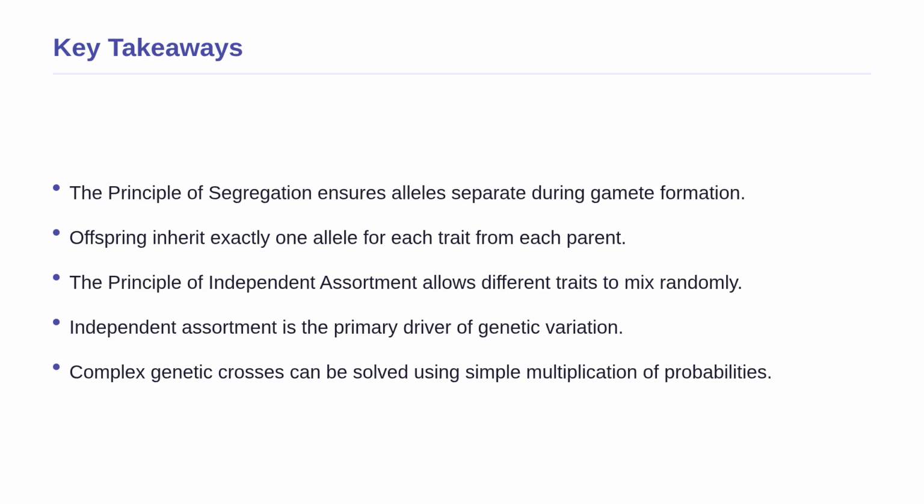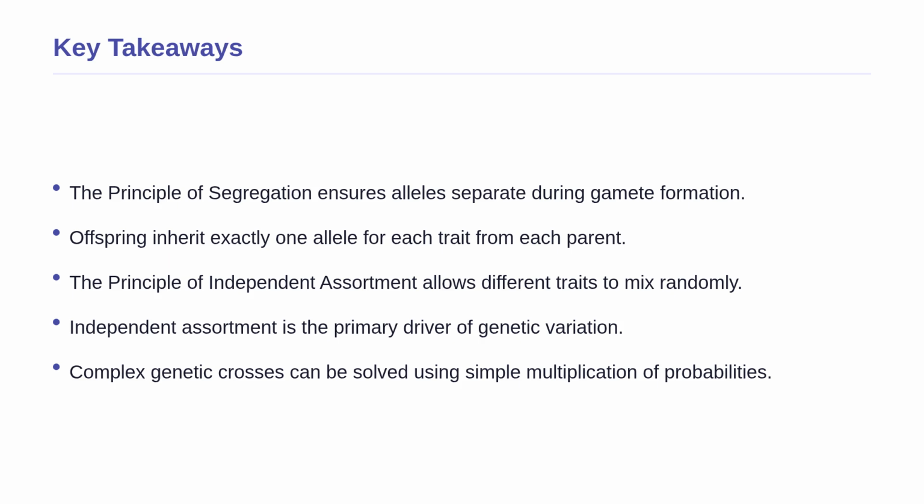We have covered a tremendous amount of ground today, so let us summarize the most important ideas. First, we learned the principle of segregation, which guarantees that the two alleles for any trait separate during gamete formation. This ensures that a child inherits exactly one genetic instruction from each parent, keeping our genetic material balanced.